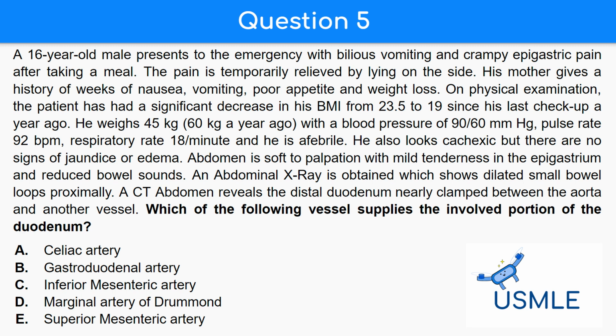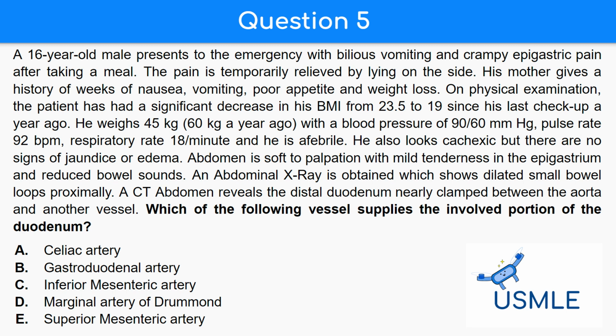On physical examination, the patient has had a significant decrease in his BMI from 23.5 to 19 since his last checkup a year ago. He weighs 45 kilograms, down from 60 kilograms a year ago, with a blood pressure of 90 by 60, pulse rate 92, respiratory rate 18, and he is afebrile. He looks cachectic, but there are no signs of jaundice or edema. Abdomen is soft with mild tenderness in the epigastrium and reduced bowel sounds. An abdominal X-ray shows dilated small bowel loops proximally. The CT abdomen reveals the distal duodenum nearly clamped between the aorta and another vessel.